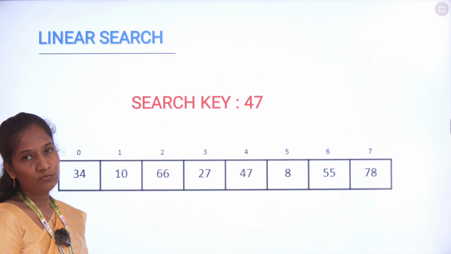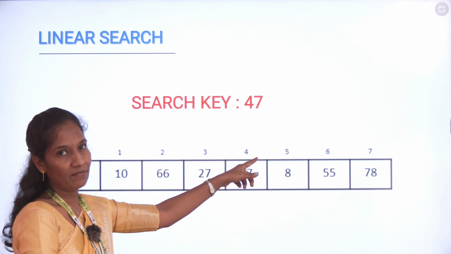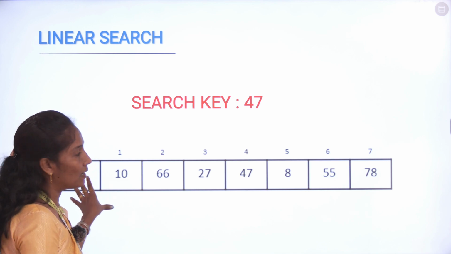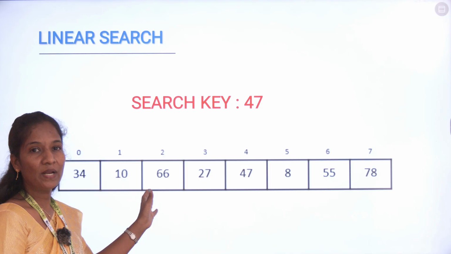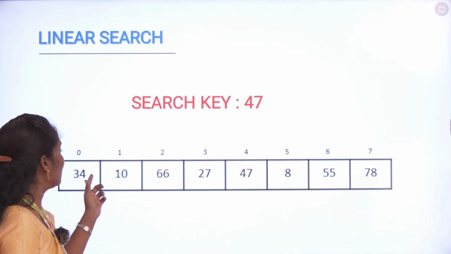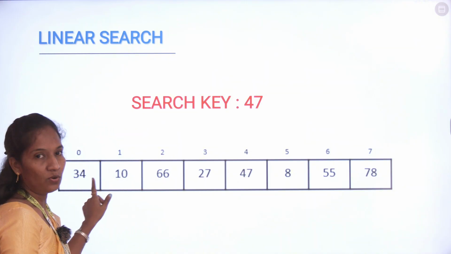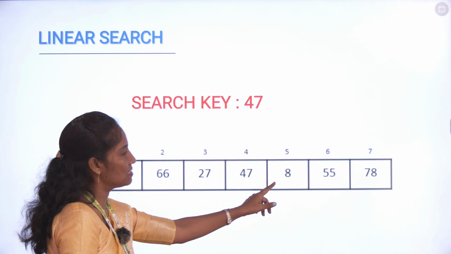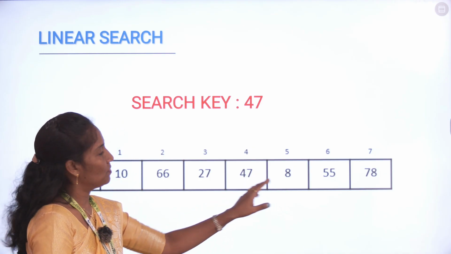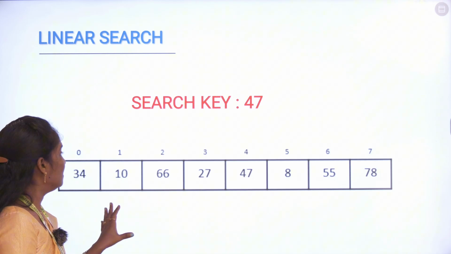We'll see an example for the linear search algorithm. In this, we have to search for the key 47. Here, they have given an array of elements. There are 8 elements in the array, and the array starts from index 0 to 7. The elements are 34, 10, 66, 27, 47, 8, 55 and 78. The elements are given in an unsorted manner.